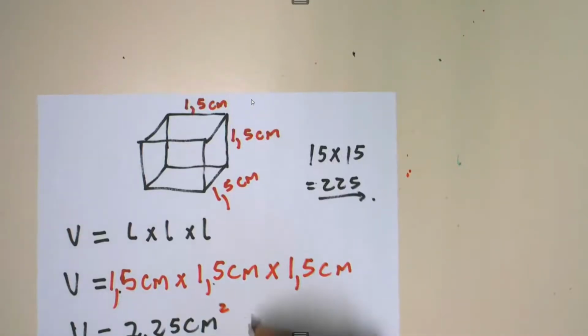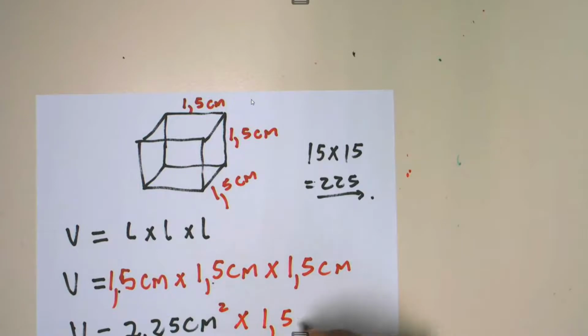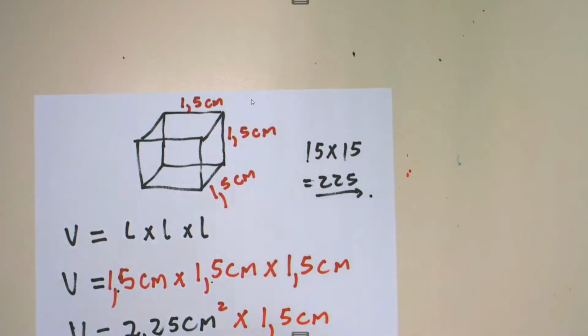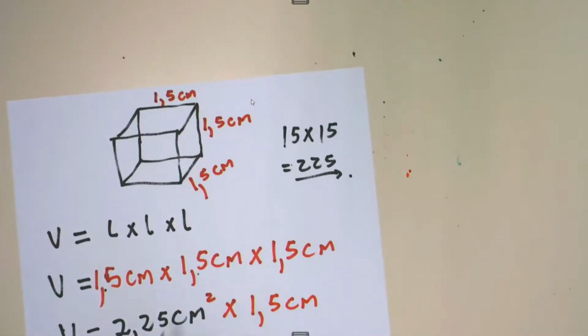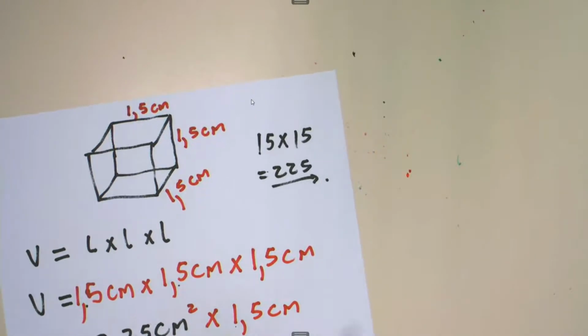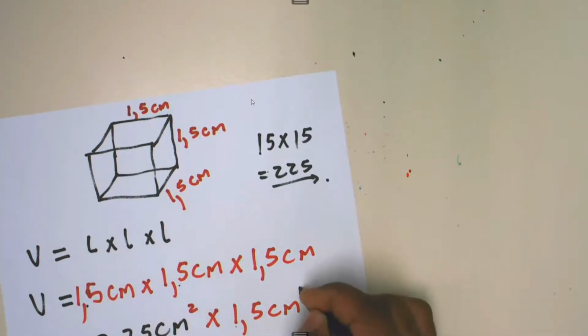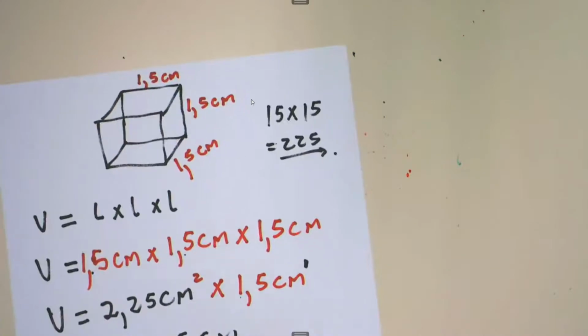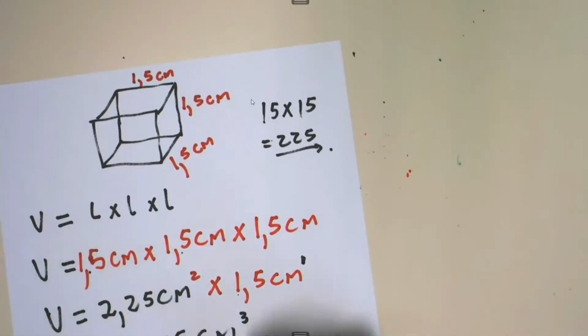Therefore, we multiply it by another 1,5 centimeter, which is raised to the power of 1, thinking about the exponents. And therefore, I will have my volume as 2,25 centimeters squared multiplied by 1,5 centimeters. That will be 3,375 centimeter. Therefore, remember, in terms of exponents, we said it's 1 there. Therefore, it will be to the power of 3.